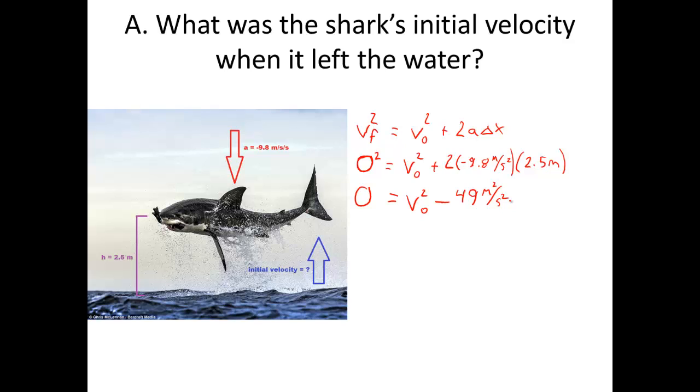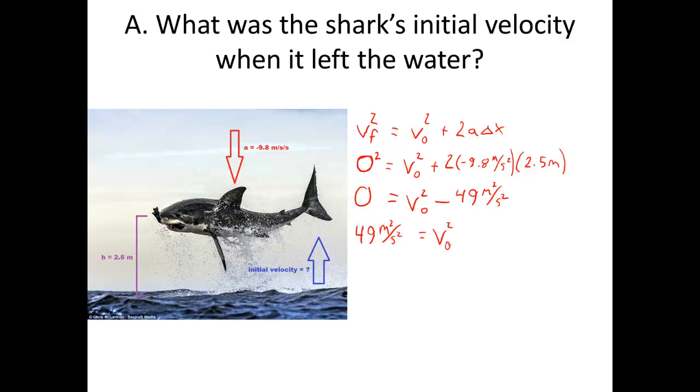Notice that my units are meters squared per second squared for the term that you see that's 2 times negative 9.8 times 2.5, because meters times meters on top gives you meters squared, and of course you have a second squared unit in the denominator. To simplify this, add the 49 meters squared per second squared to the other side, and we can take the square root of both sides and solve for the initial velocity.